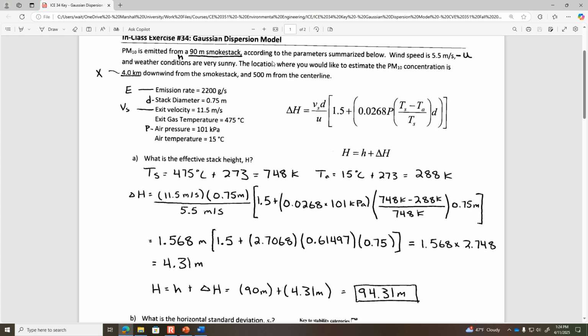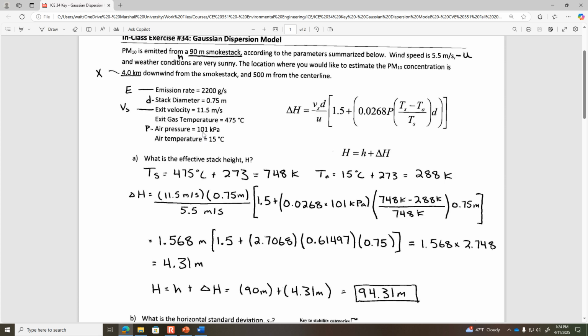I guess I should have labeled that. Y is 500. E, the emission rate, 2,200 grams per second. Stack diameter D, 0.75. Exit velocity 11.5. So we've got the temperatures, air pressure, and so on.